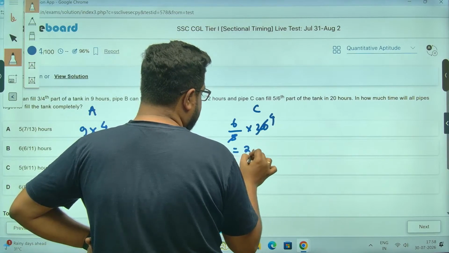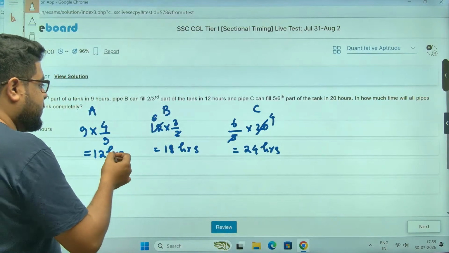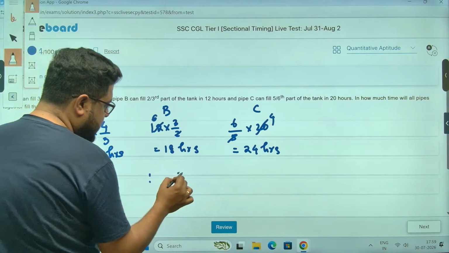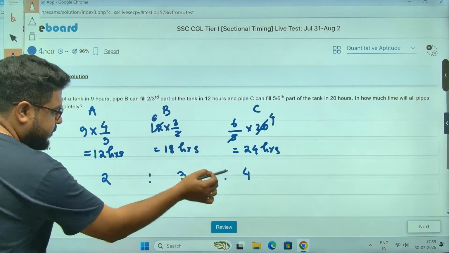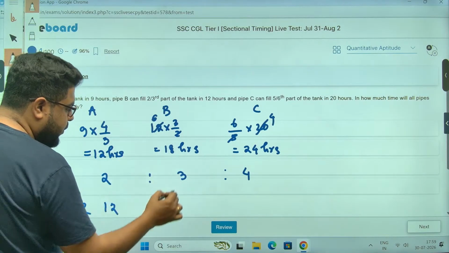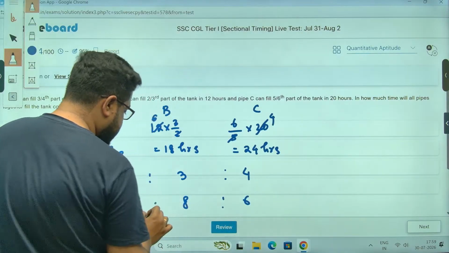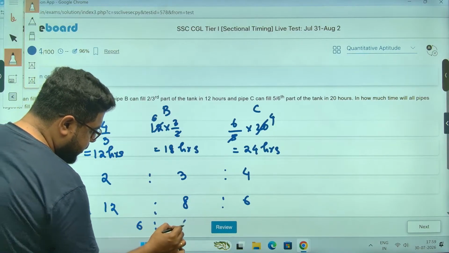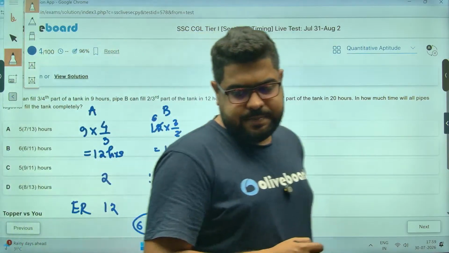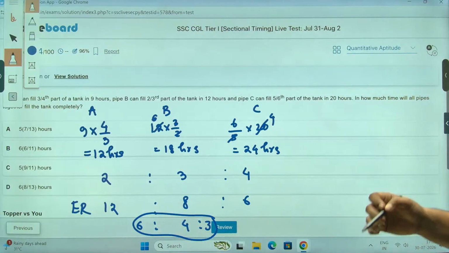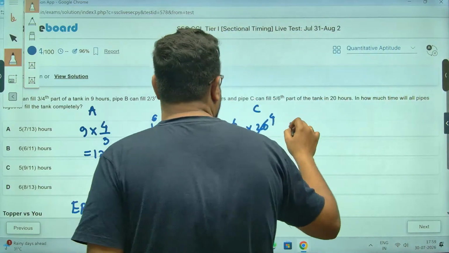So this is 24 hours. Now the time ratio, I know, is 2:3:4. So the efficiency ratio will be: 4 3s are 12, 2 4s are 8, and 2 3s are 6. Again, 2, 6, 4, 3. Done, everyone. Now they're asking how much time all three will take to completely fill it.